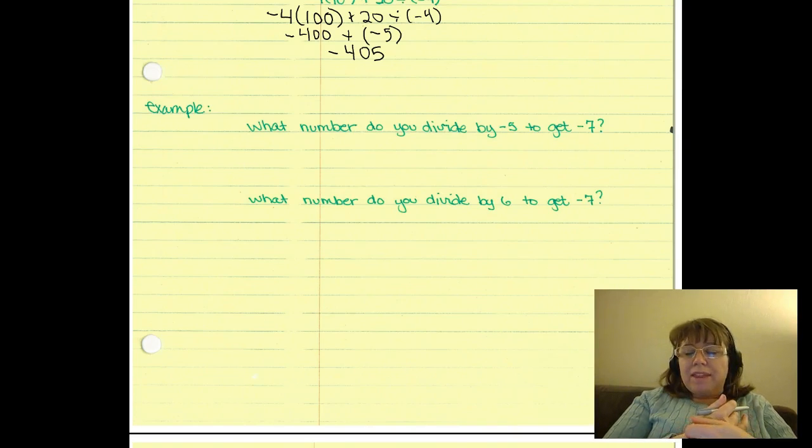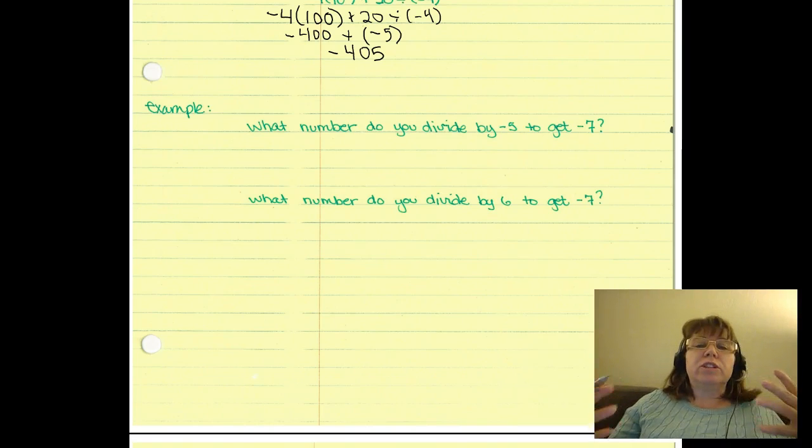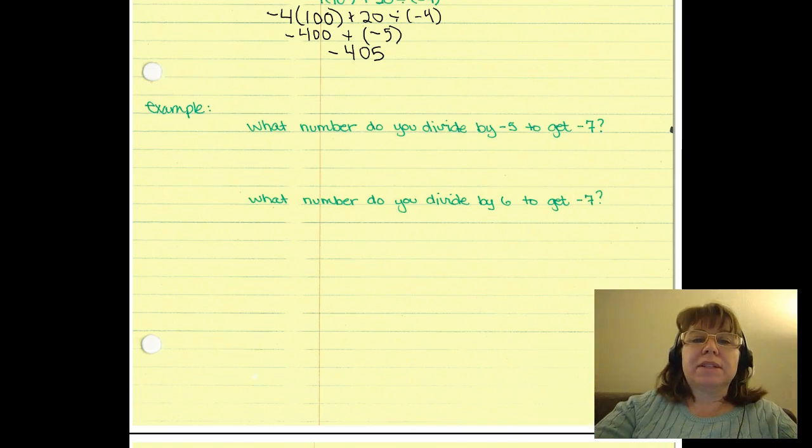Just like most math, it doesn't live in the number world. We talk, and so we communicate by words. So we do want to work on translating words or written language over to math symbols. So what number do you divide by negative 5 to get negative 7? So my problem setup is I don't know what number, that's going to be my unknown. I divide by negative 5 equals negative 7.